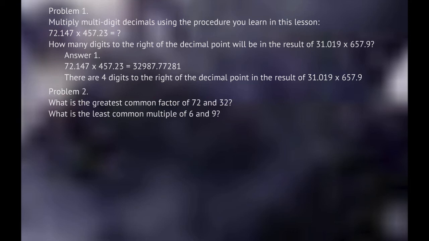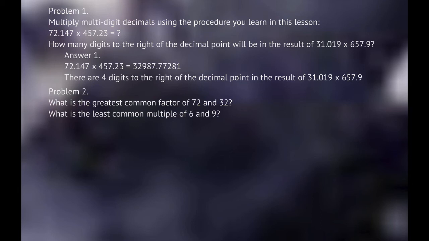Problem 2. What is the greatest common factor of 72 and 32? What is the least common multiple of 6 and 9? So let's look at the greatest common factor of 72 and 32. We know that 72 is 8 times 9 from your multiplication tables, and you know that 32 is 8 times 4. So if you list out the common factors, you're going to see that 8 is the greatest common factor.